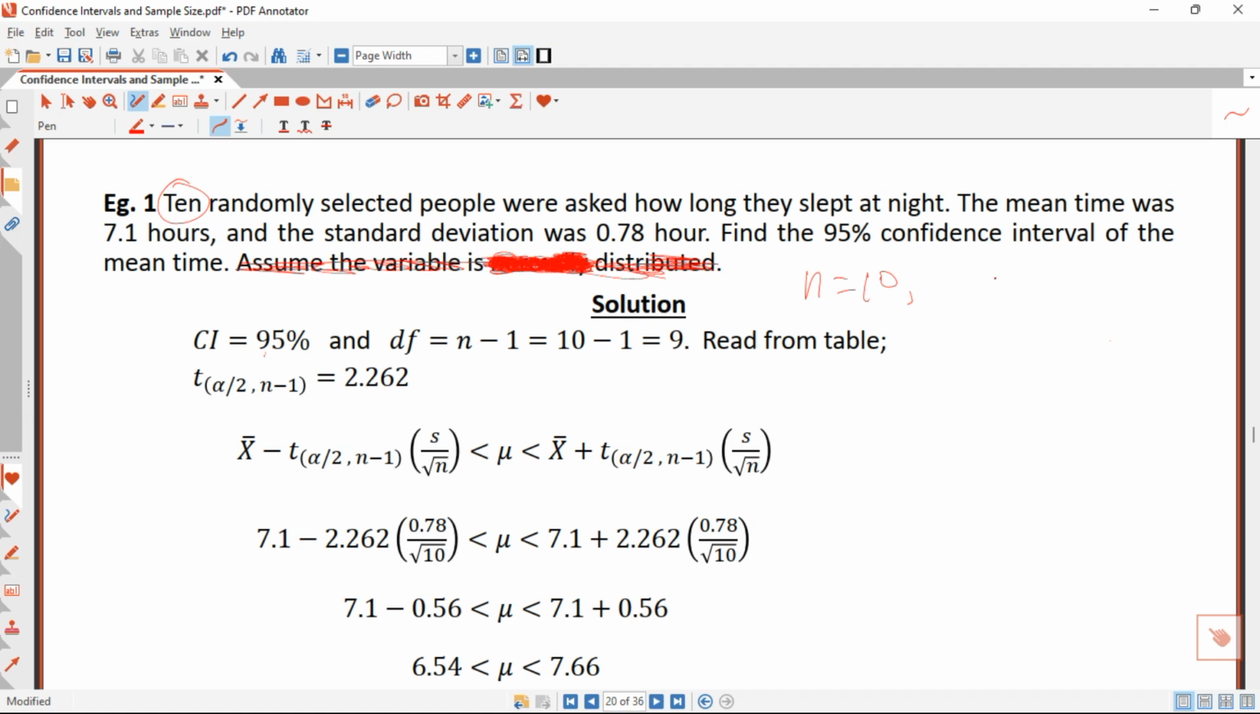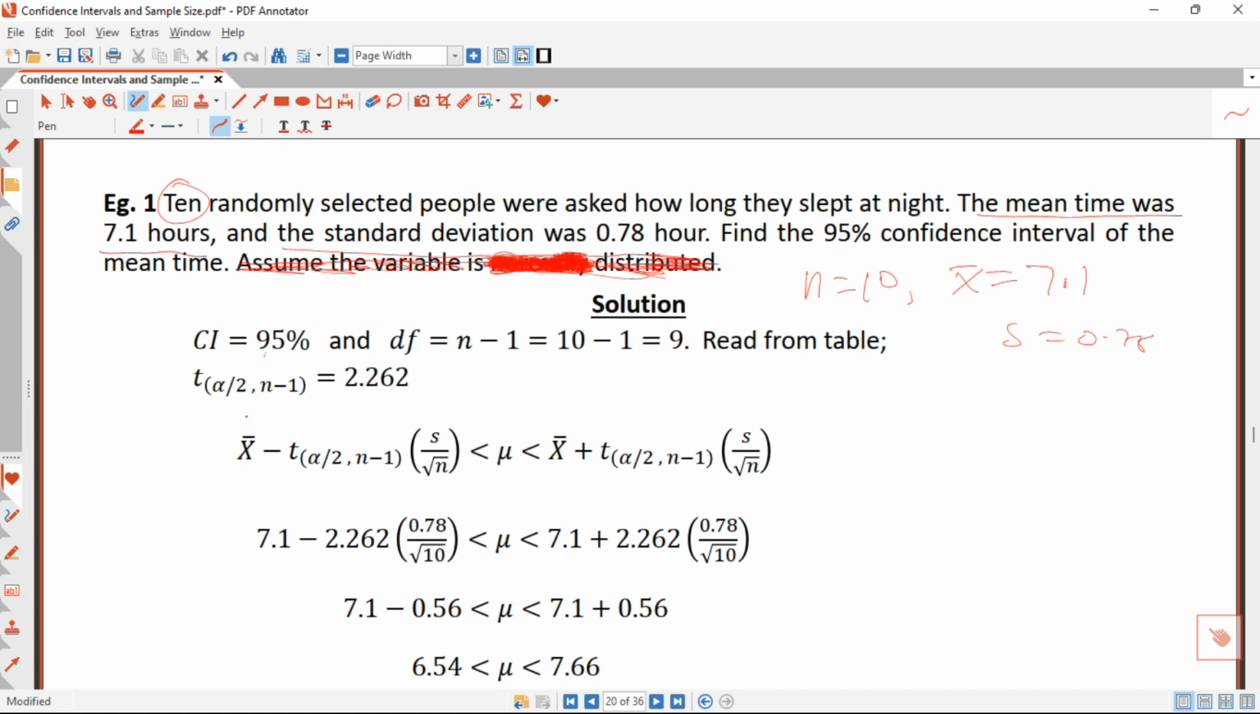Right? And then we're given our mean, which is x bar, to be what? The mean time was 7.1 hours. So 7.1 hours. And then the standard deviation was given as 0.78, our s here is 0.78. Right? Here, the population standard deviation was not given. So this is just giving us a clear picture that this is a confidence interval for a small sample.